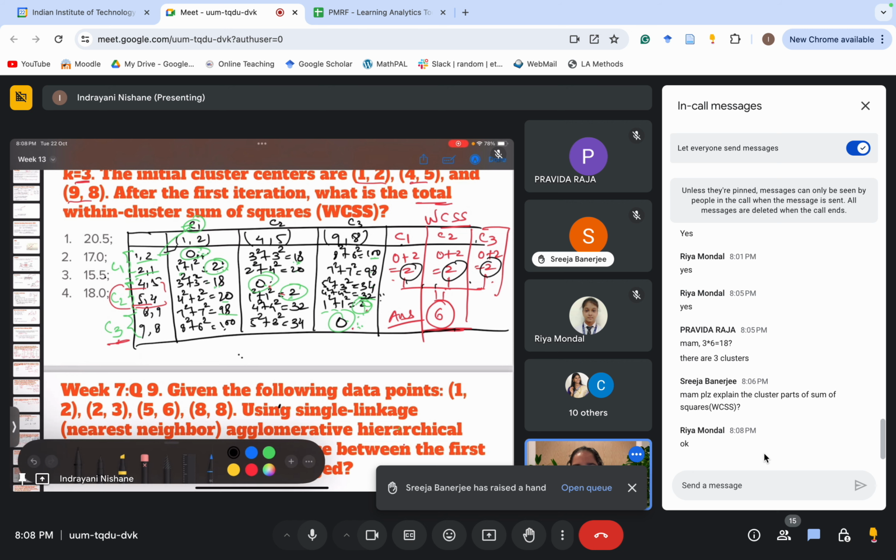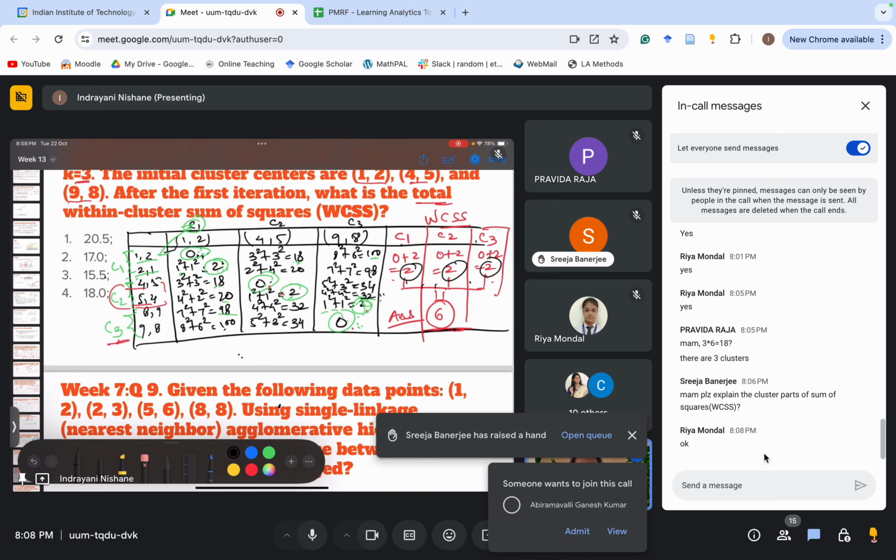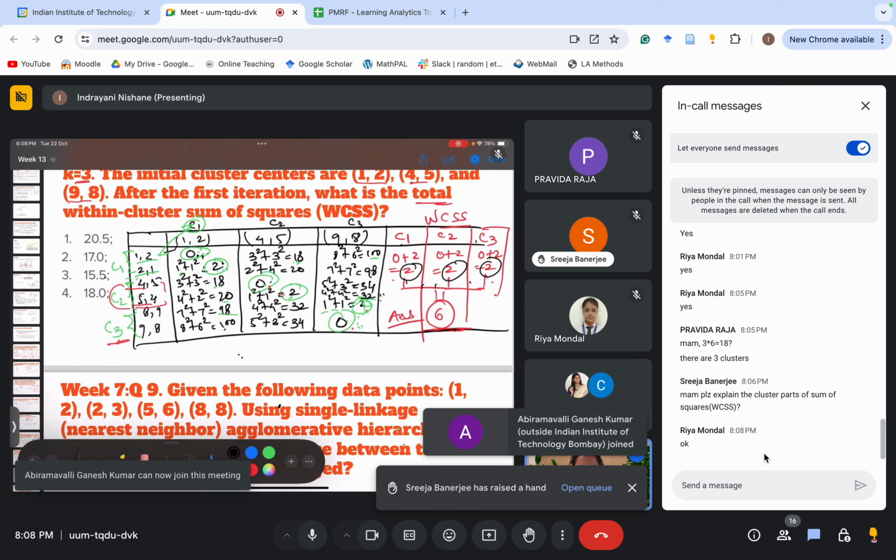So for one cluster, if we are assigning 3 points, then we have to compute the distance from all those 3 points to the centroid and then add them to get the within cluster sum of squares. Shrija, please unmute and ask so that I'll be able to address it better.